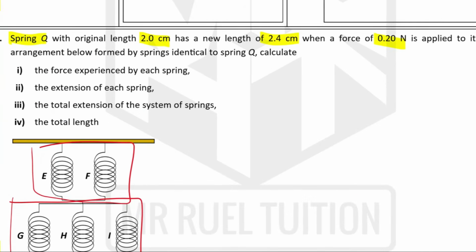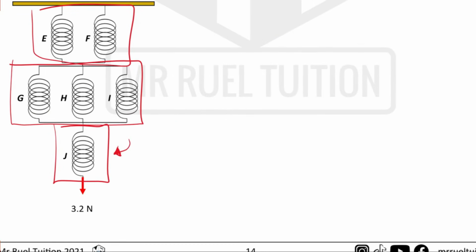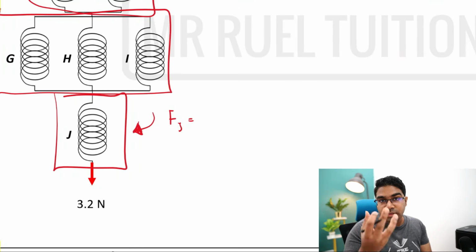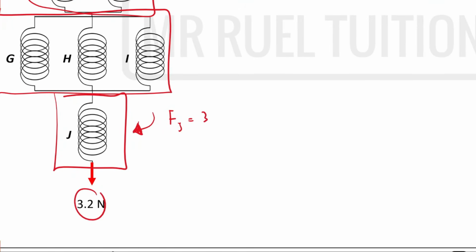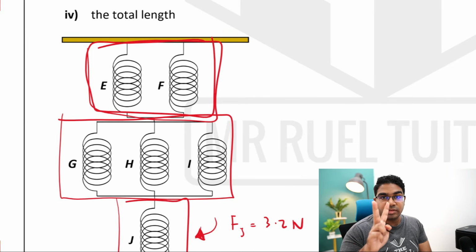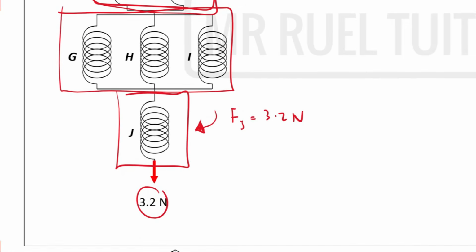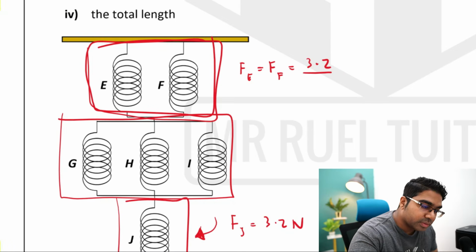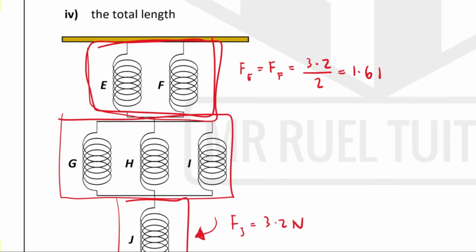Let's find the force experienced by the spring. Let's look at the third level. The force experienced by this spring, it will take on the full force, which is 3.2 newtons. But when we look at the force experienced by E and F, these are two springs arranged in parallel. And since they are sharing the force, then the force experienced by E, since they are identical, will be exactly the same as the force experienced by F, which is the force divided by the number of springs. In this case, we have 2. So 3.2 divided by 2, which is 1.6 newtons.